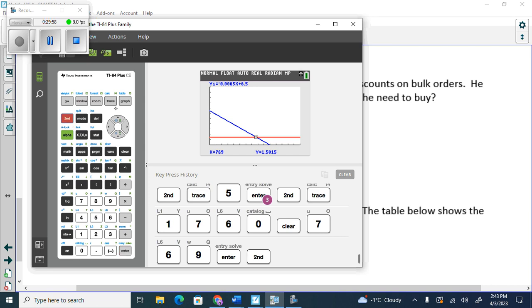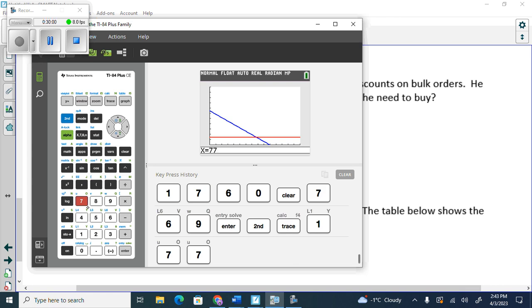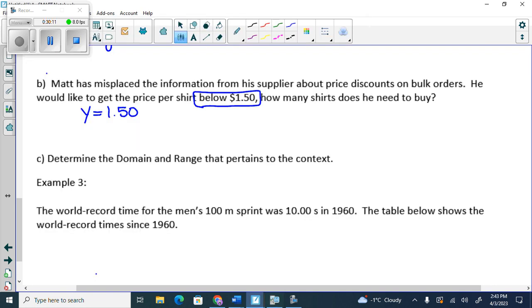So then I say second trace value 770. Oh, it's a little bit below, right? So you can test it. You can take your x value and see what y would go with it if you're not convinced as to which way you should go. So it's 770.